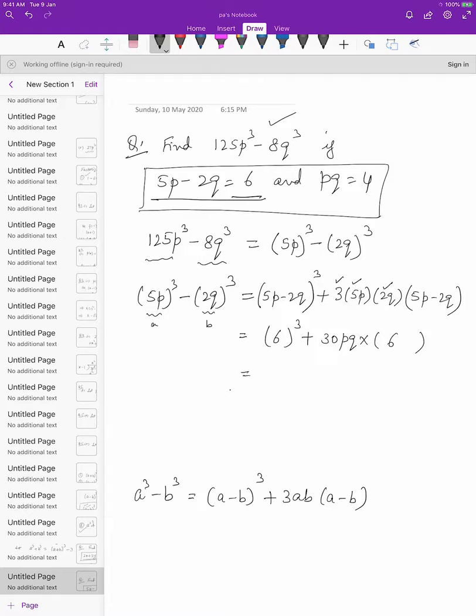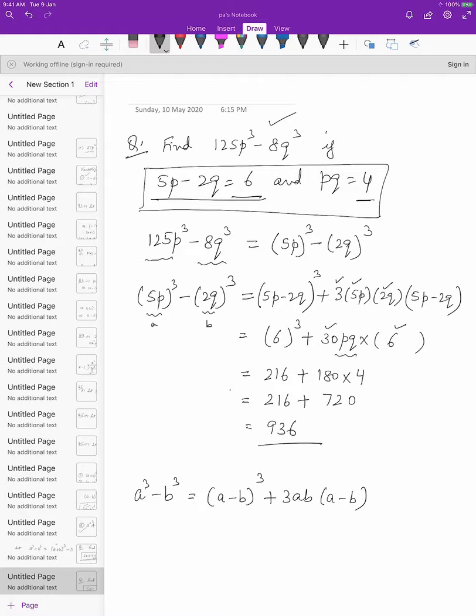So this will become 6 cube is 216 plus 30 into 6 will be 180 into pq. What is the value of pq given here? 4. 180 into 4. That gives me 216 plus 720, which gives you 936 as the answer for this question.